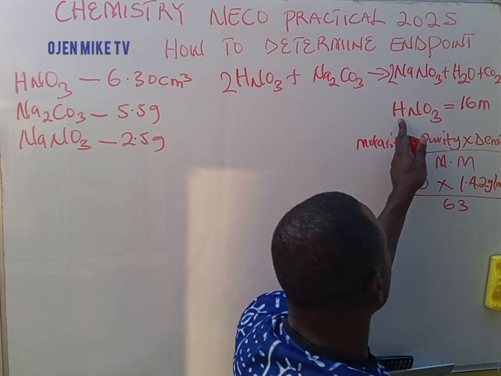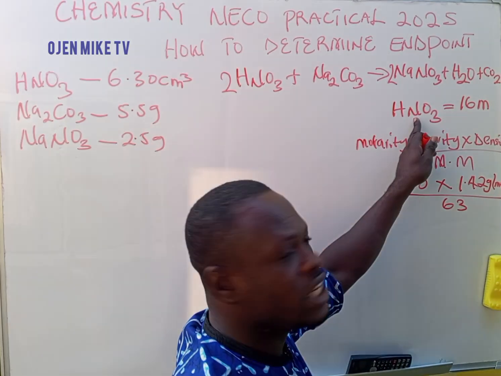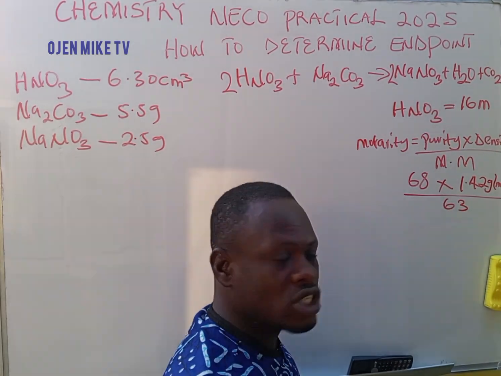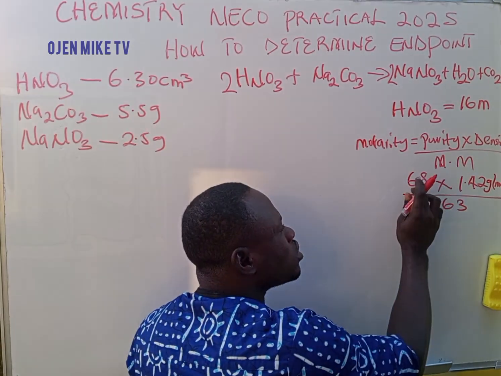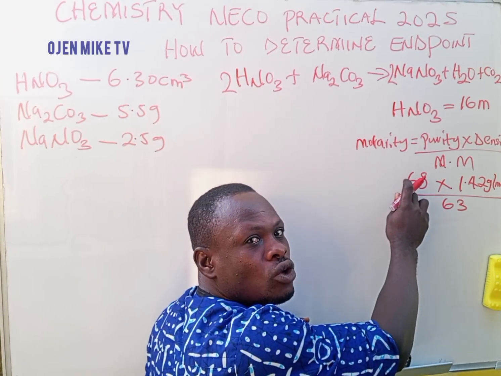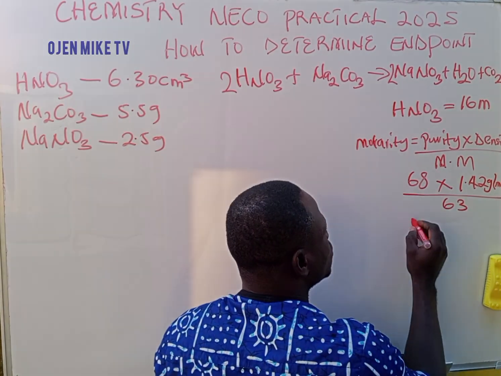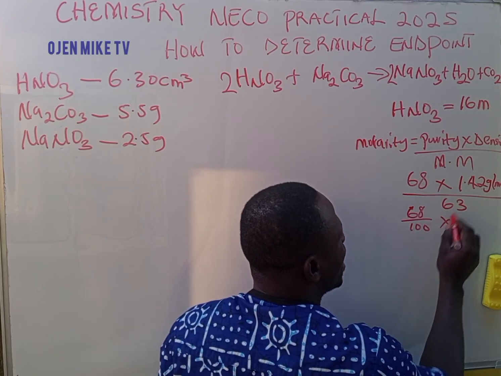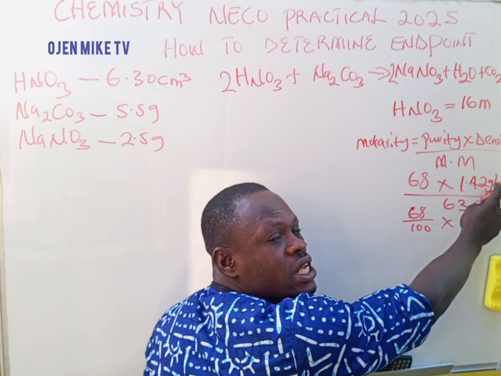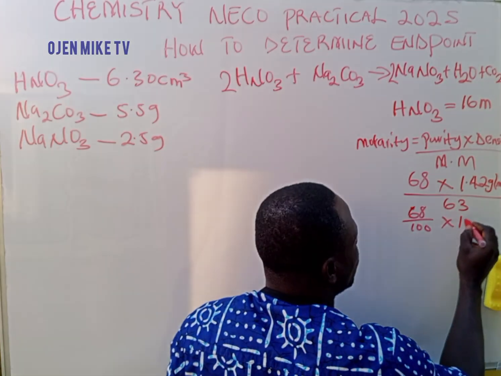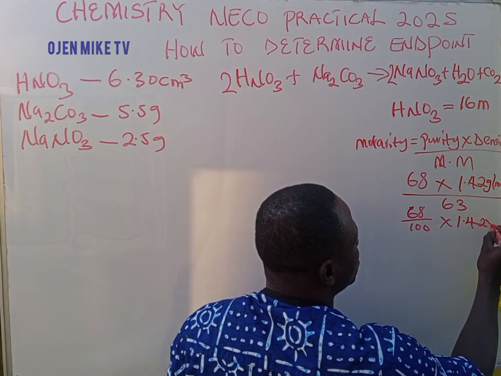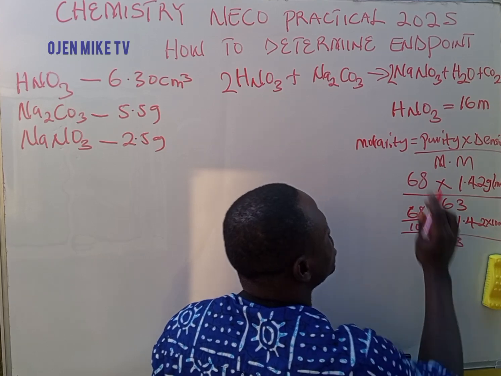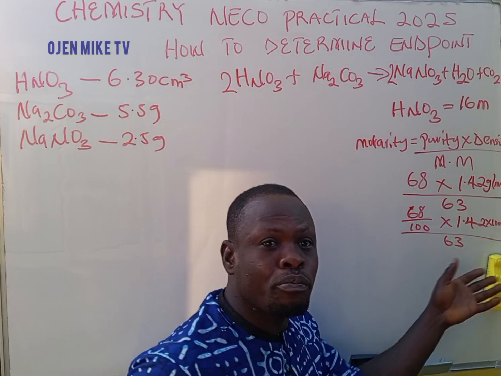63. H here is 1, nitrogen is 14, oxygen is 16 times 3. You add this together, it gives you 63. But this one is in percentage, so you need to convert it: 68 divided by 100 times the density. You need to convert it into liters, so it will be 1.42 times 1000. After you have done everything, divide by 63. You have 15 point something.